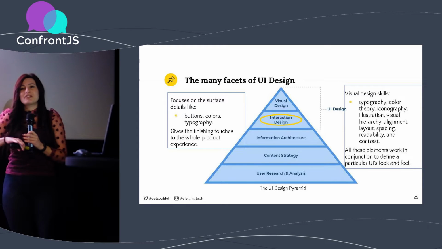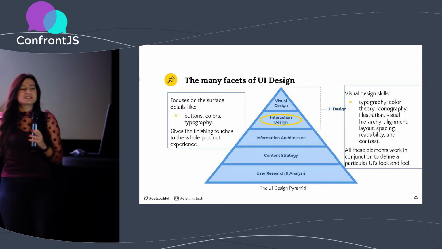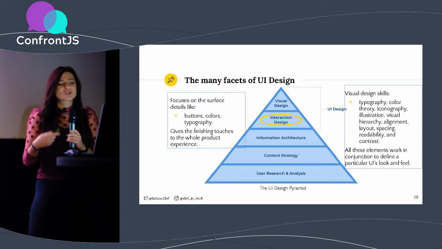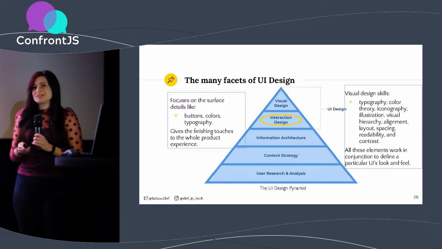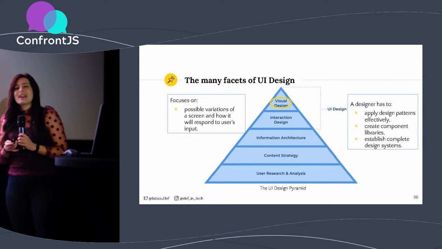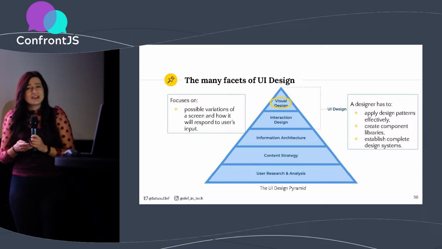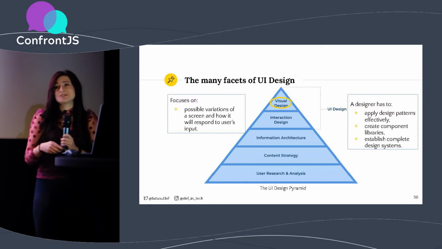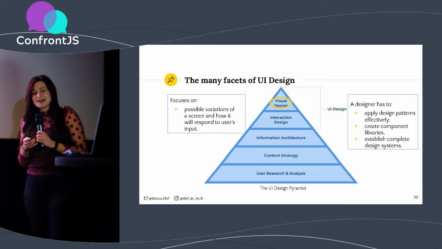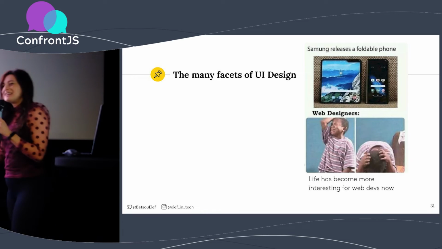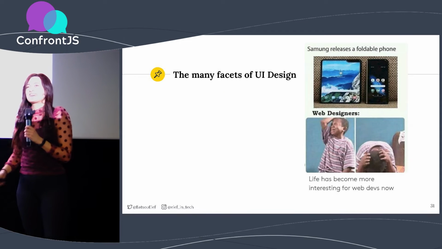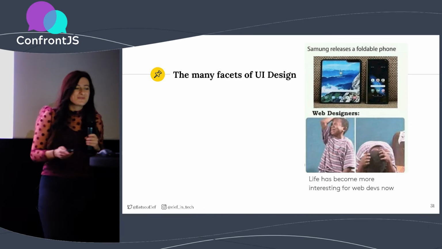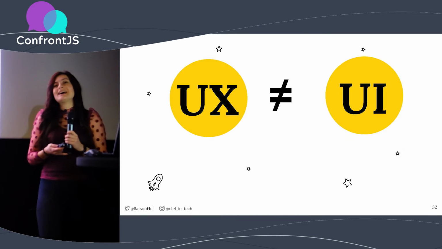The designer has to have a great variety of skills, things such as typography, color theory, iconography, illustration, visual hierarchy, and a lot more. And in the last step, we have the visual design, and here the focus is on possible variations of the screen and how it will respond to users' inputs and stuff like that. And this one, just don't forget to design for every screen and make it fully responsive, because you will have the complaints, you know this stuff. All right, now let's keep going.